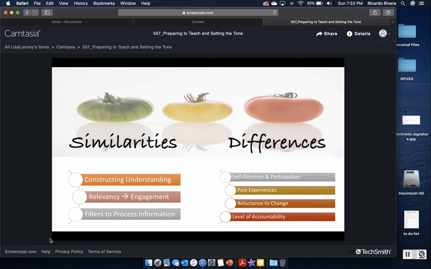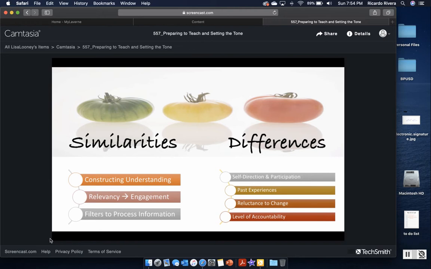The last similarity I want to talk about is really understanding that both children and adults may have different learning styles, different ways of processing information, and so you always should take that into consideration. You have some visual learners, auditory learners, different type of learners, and so you need to always understand that when you're teaching.